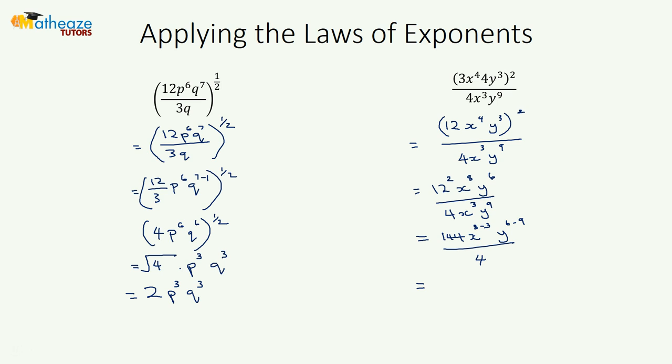So we're going to have 144 divided by 4, 36 x to the power of 5 y to the power of negative 3. This is the same as 36x to the power of 5 times 1 over y to the power of 3, which is equal to 36x to the power of 5 divided by y to the power of 3. So the goal of this lesson is just to walk you through different questions and applying the different laws to these questions so you can see how they can be brought together in more complex situations.